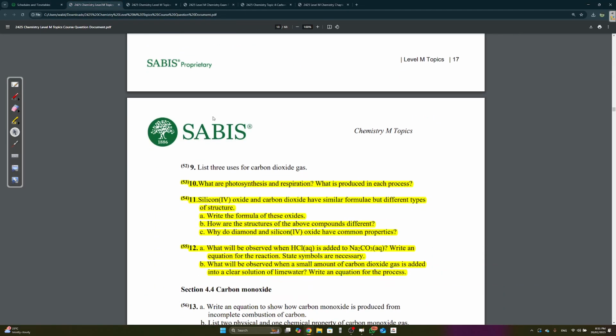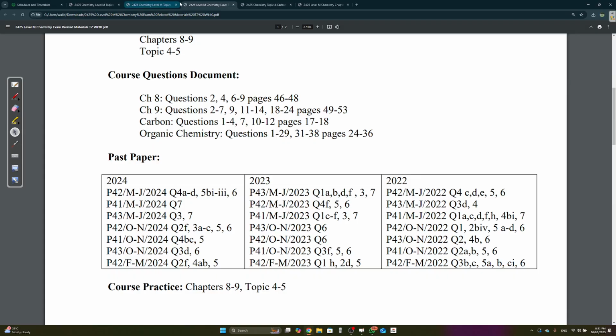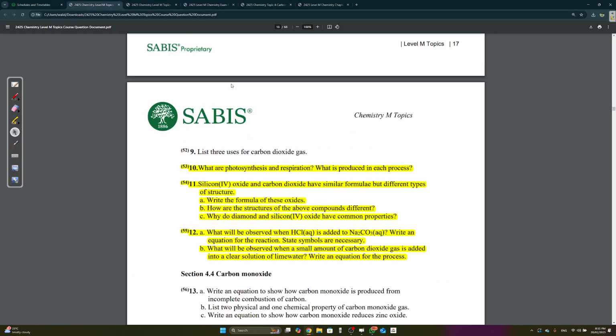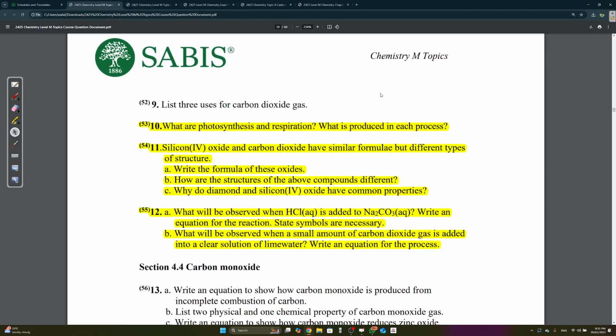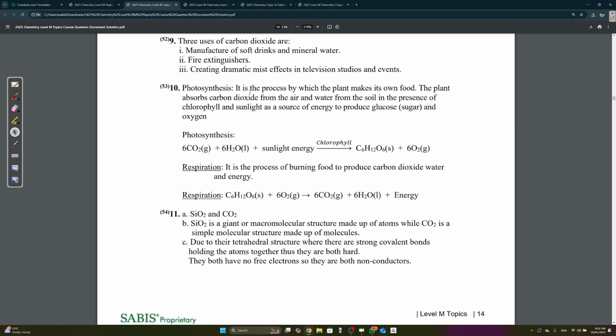Let's take a look. Question 10. What do we have? 10 to 12. With 7, what are photosynthesis and respiration? What's produced in each process is very simple. I'll go over it fast.